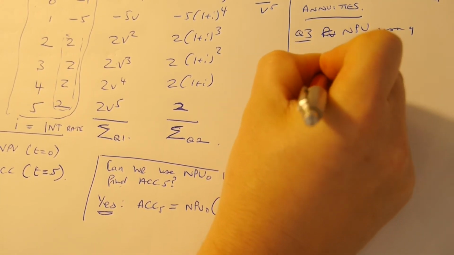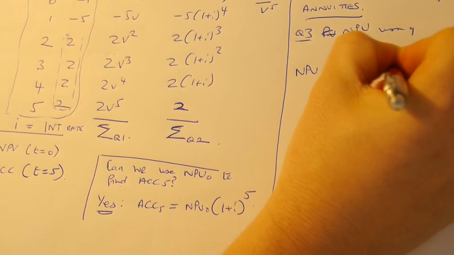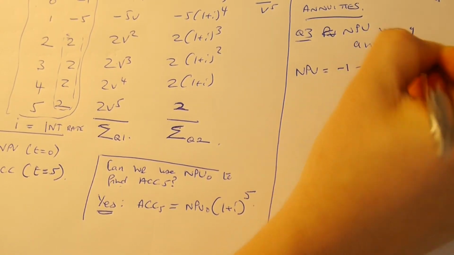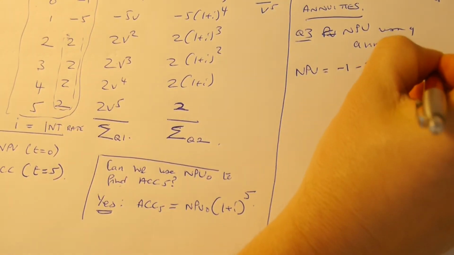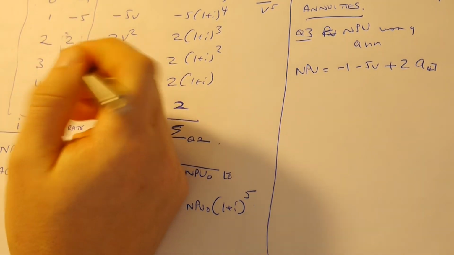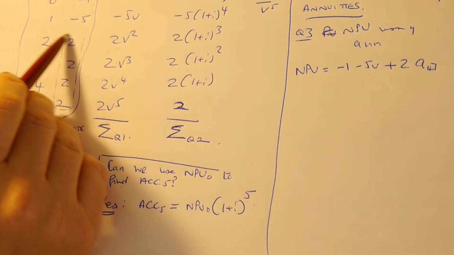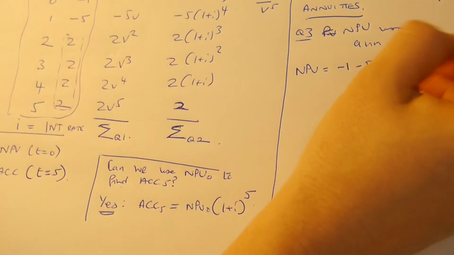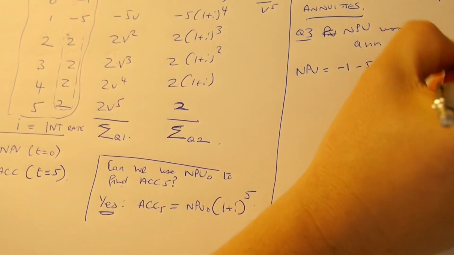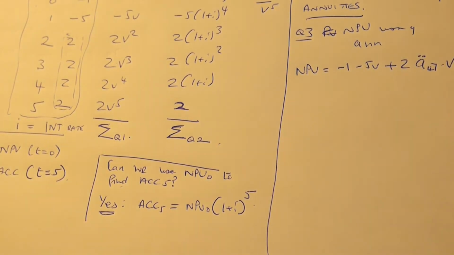So NPV equals -1 -5v, and that's plus 2a. So let's have a look. We've got 4 payments, so that's 4 there. And is it advance or arrear? If we start the annuity at that 2, we'll say that's advance. But then of course we've got an extra v squared to deal with there.